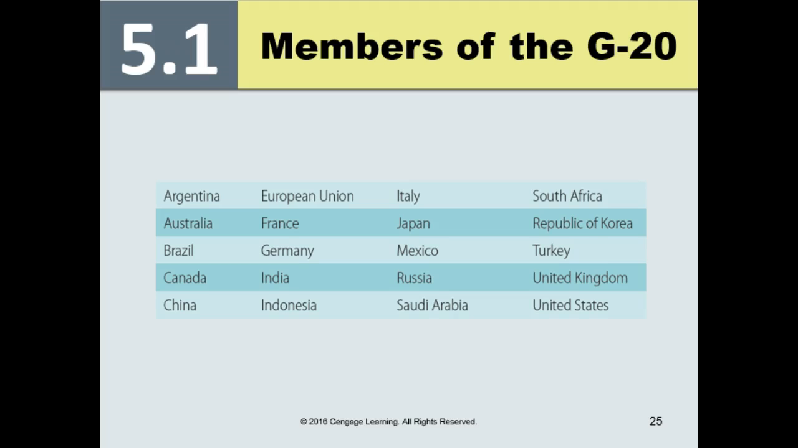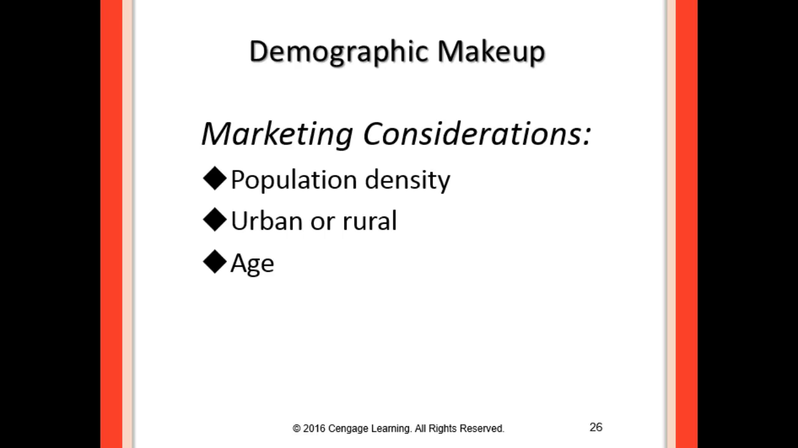G20 just stands for the Group of 20, and this is a group that is for international economic development. It tries to promote discussion between industrial and emerging market countries on key global economic issues, usually that focus on economic stability. So these are the members of the Group of 20.